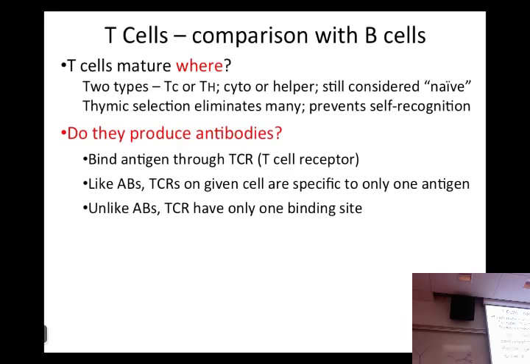Do T cells produce antibodies the way that B cells do? No, they do not. Instead, they do bind antigens, but they use a T cell receptor, or TCR. Now, like antibodies, TCRs are on the surface of the T cell, just like on the B cell. That T cell receptor maybe looks, instead of like a Y, like just a block with some kind of specificity on the end.